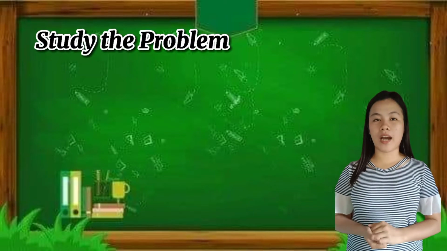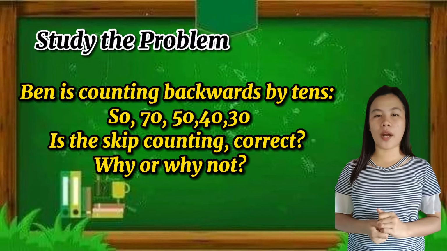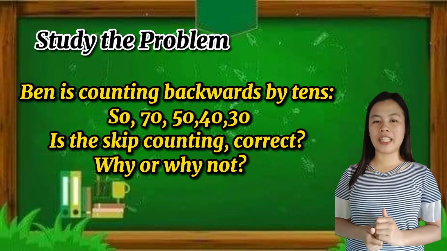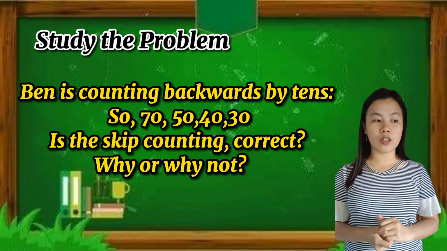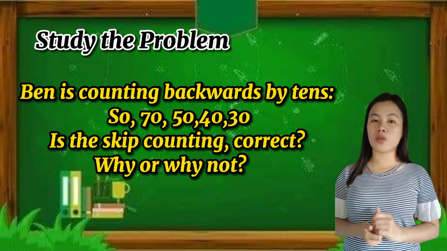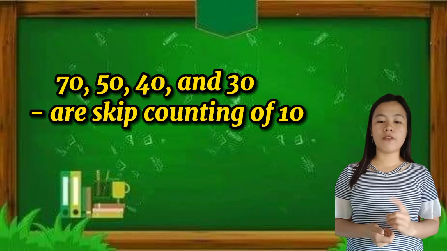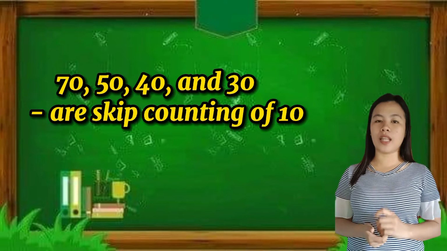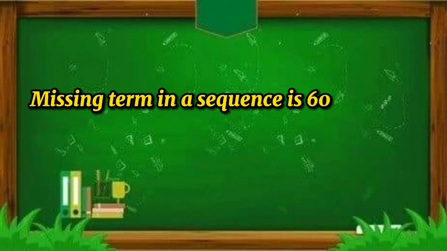Okay class, right now let's study the problem. Ben is counting backwards by tens: 70, 50, 40, and 30. So is the skip counting correct, Gwen? Why or why not? Yes, Gwen is right that it is wrong, because 70, 50, 40, and 30 are skip counting by 10. So the missing term in the problem is 60.